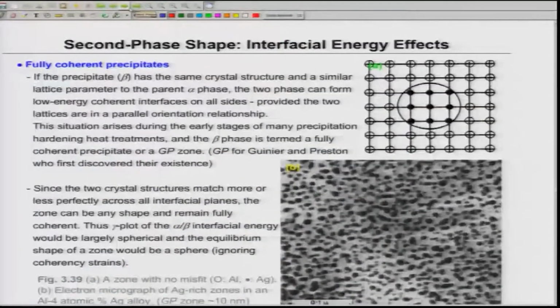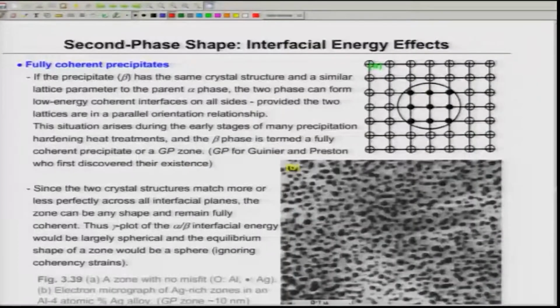Okay, so now after discussing different boundaries, let me tell you that these boundaries dictate the interfacial energies. What type of boundary it is, whether coherent, incoherent, semi-coherent, or special semi-coherent, dictates the interfacial energy. The interfacial energy in turn dictates the shapes of the second phase. Now, in fully coherent precipitates, what will happen? This is what is shown here.